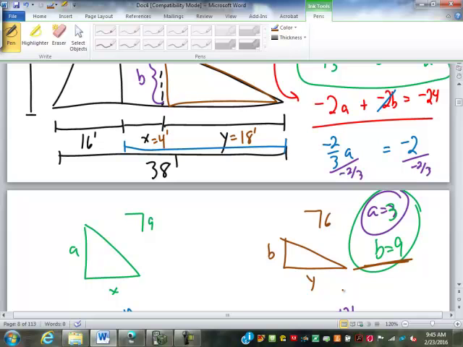How many of you had 12, 4, and 18? How many of you have no clue how to get 12, 4, and 18? How many don't care anymore?